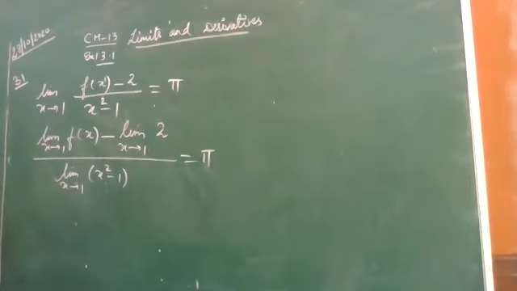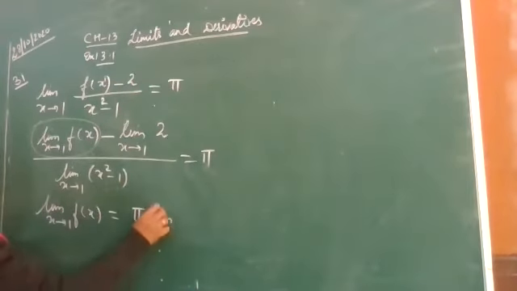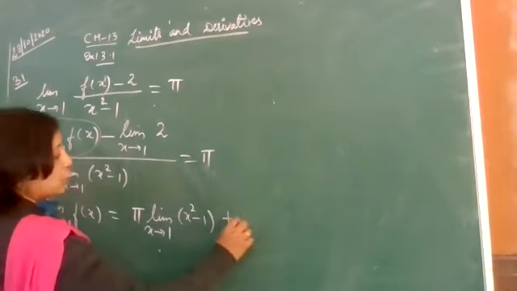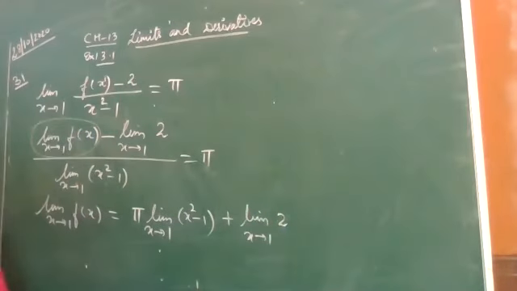Now what we have to find out? We finally have to find this value. So leaving it on the left hand side, we are taking other values to the right hand side. The limit as x tends to 1 of f(x) equals pi, this will go in multiplication, the limit as x tends to 1 of x square minus 1, and this will go in addition, the limit as x tends to 1 of 2.